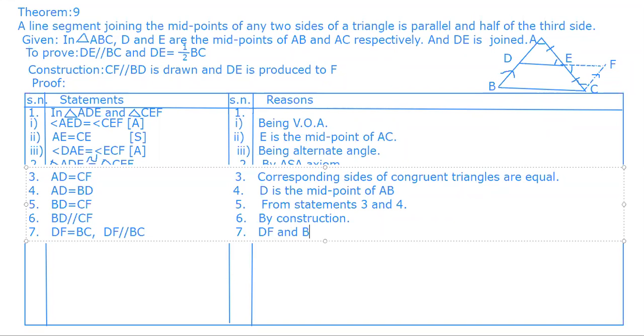DF and BC join equal and parallel lines, because BD and CF are equal and parallel. That is why the lines joining them are also equal and parallel. Here BD and CF are equal and parallel, that is why DF and BC must be equal and parallel.